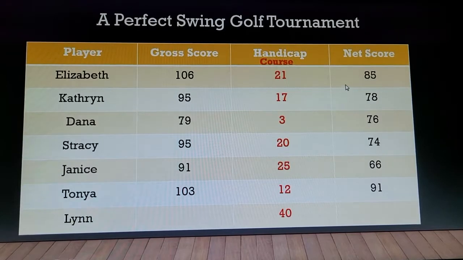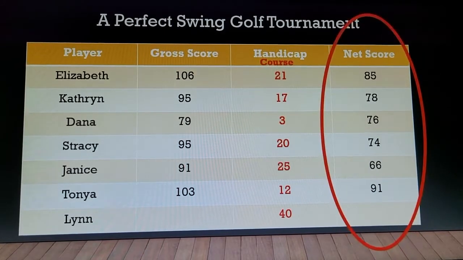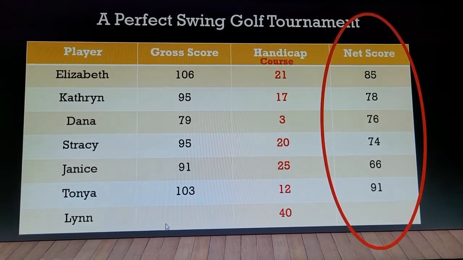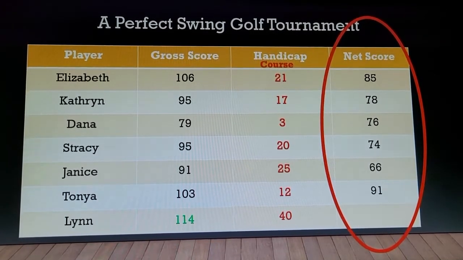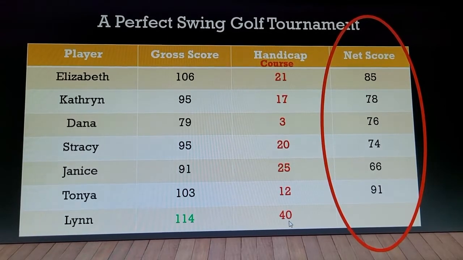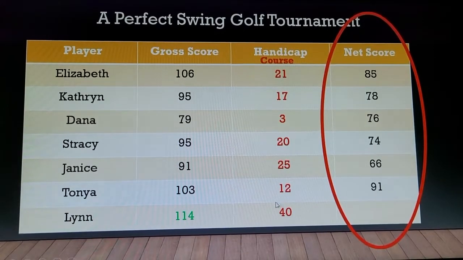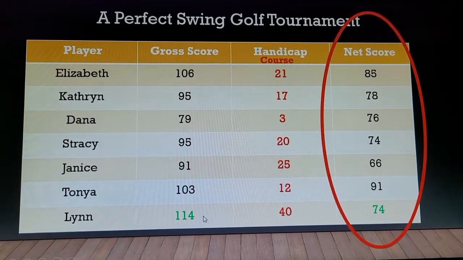Because we are looking at low net, meaning we're leveling the playing field and allowing individuals to use their handicap to compete, we are looking at the net score to identify our winners. So let's put in an example for Lynn. Lynn played the course that the tournament played, and she shot a 114. Now Lynn's handicap is a 40 for what we know now. So when we do the math for her net score, Lynn has a net score of 74. We took the 114 and subtracted 40, her handicap for the course, and she got 74.